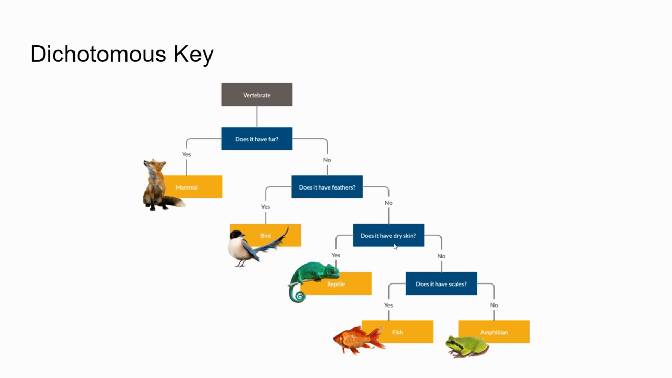Does it have dry skin? Yes, then it's a reptile. No, keep moving down again. Does it have scales? Yes, it's a fish. No, it's an amphibian. Essentially, all of these, mammals, birds, reptiles, fish, and amphibians, are vertebrates. They belong to the vertebrate phylum. But because of their physical characteristics, they look different physically, so they are classified differently.